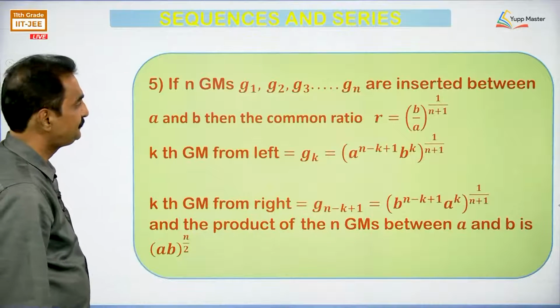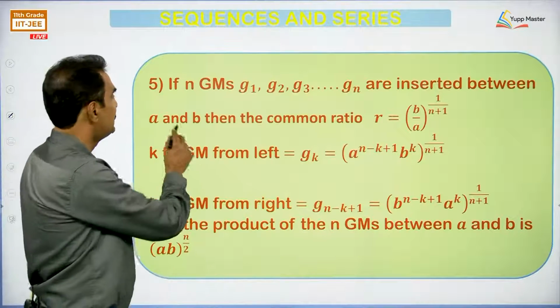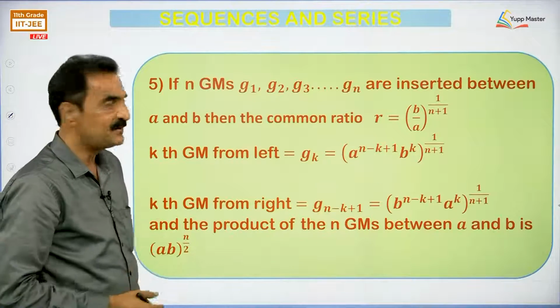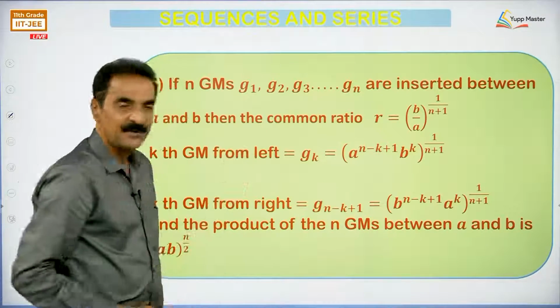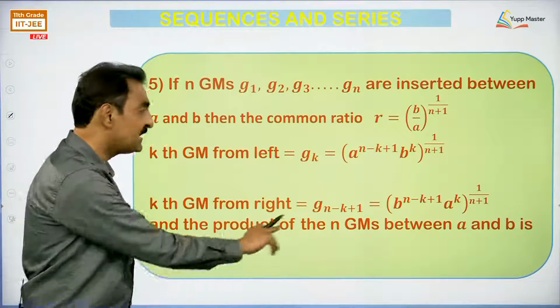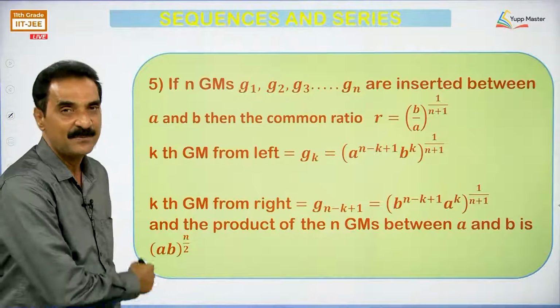Now, the same points: common ratio R is equal to B by A whole power 1 by n plus 1, we have derived. The kth GM from left, kth GM from right, and the product of the n geometric means between A and B is AB power n by 2.